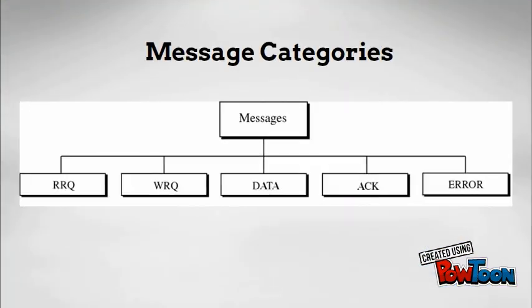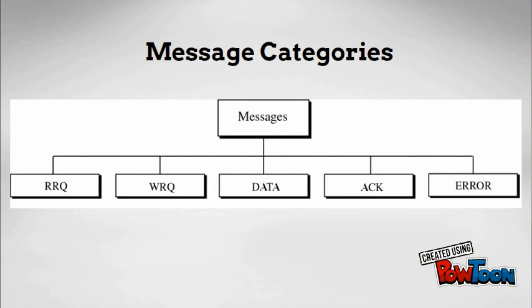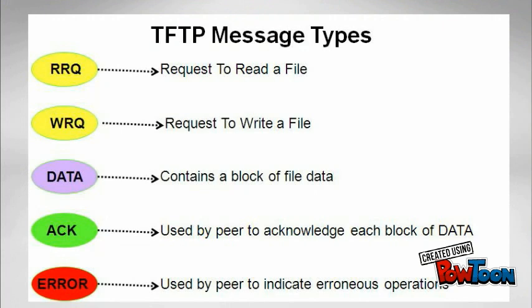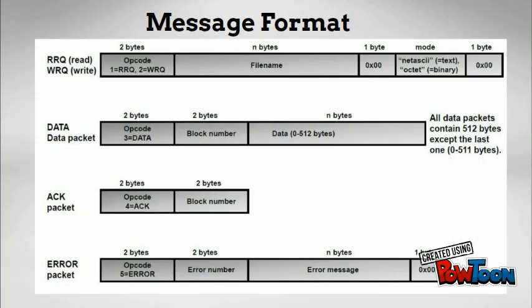There are 5 types of TFTP message categories, such as request to read a file, request to write a file, data containing a block of file data, ACK to acknowledge data, and error to indicate an error. The message format of each message type is shown.